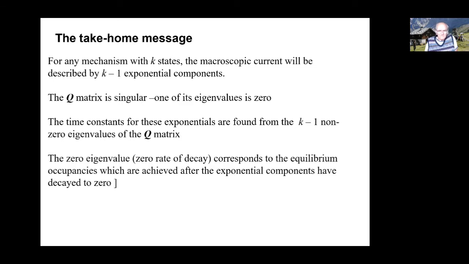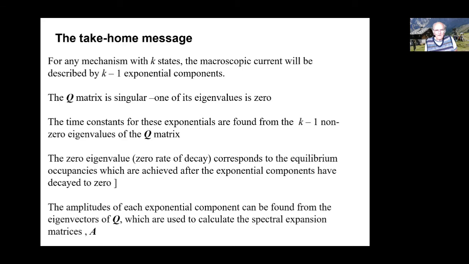The zero eigenvalue, which corresponds to zero rate of decay, corresponds to the equilibrium occupancies, and these are what are achieved after the exponential components have decayed to zero. And the amplitudes of each exponential component can be found from the eigenvectors of Q, which are used to calculate the spectral expansion matrices A.